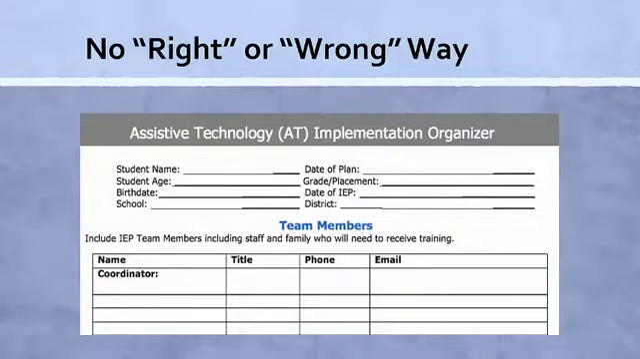There is truly no right or wrong way to create an implementation plan as long as the team answers all questions that will enable the AT to be implemented successfully. Oklahoma Able Tech has an AT implementation organizer that was originally created by Gail Bowser and Dr. Penny Reed, then modified by Able Tech. It asks all of the necessary questions regarding AT implementation and is an easy-to-use form that you may access on the Able Tech website.